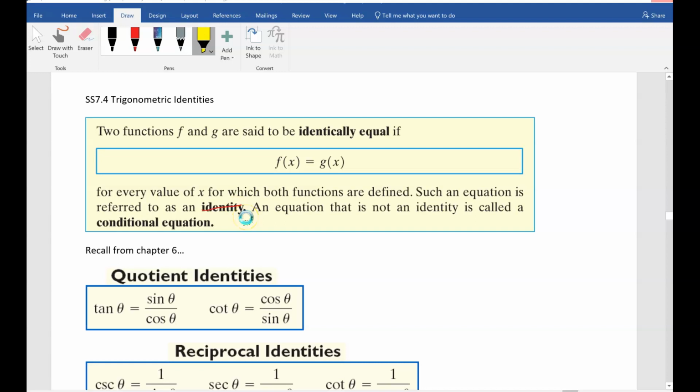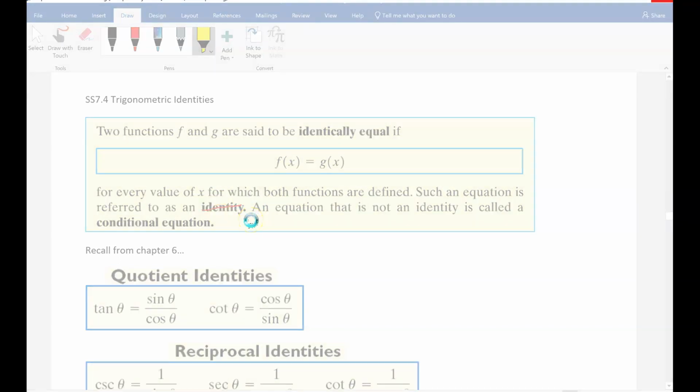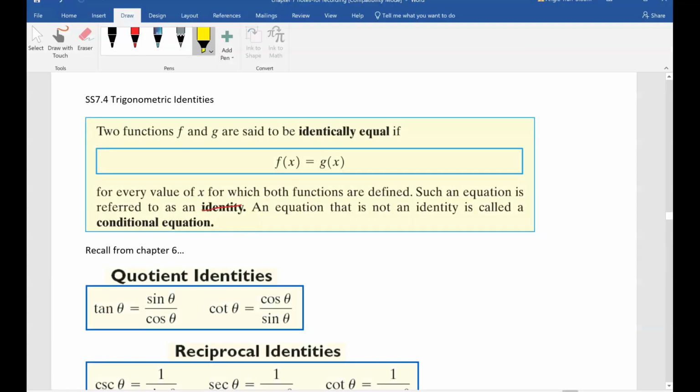Okay, so, whoa, it's frozen. Give me 1 second. It's not responding. Come on, Microsoft Word. All right, there you go.